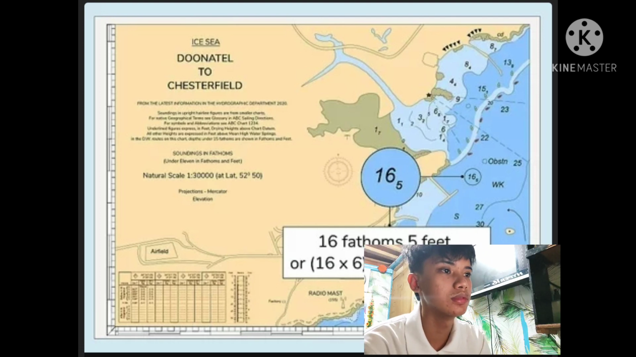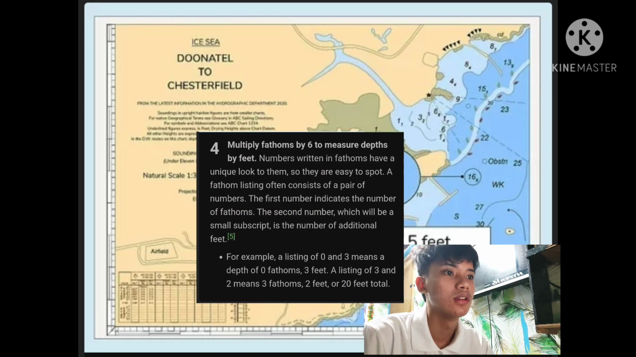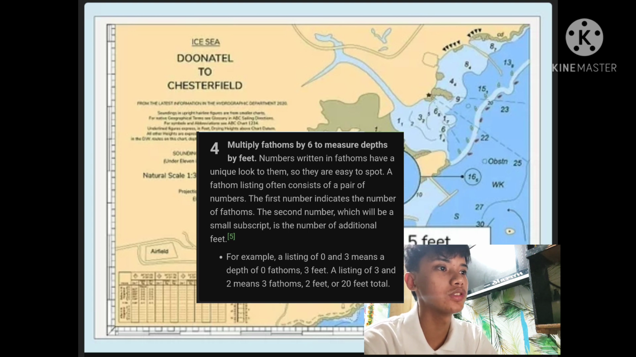So here we are at number 4, guys. Multiply fathoms by 6 to measure depths in feet. Numbers written in fathoms have a unique look to them, so they are easy to spot. A fathom listing often consists of a pair of numbers. The first number indicates the number of fathoms. The second number, which will be a smaller subscript, is the number of additional feet.